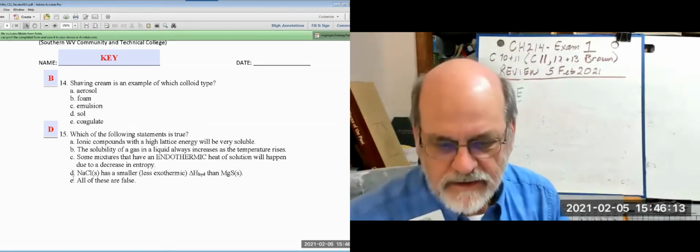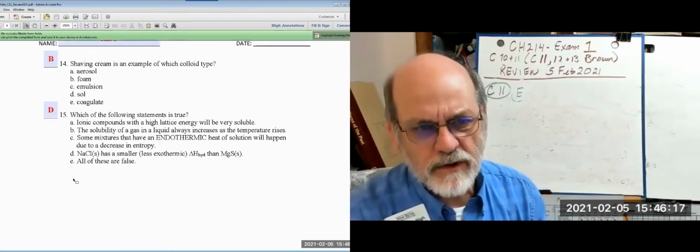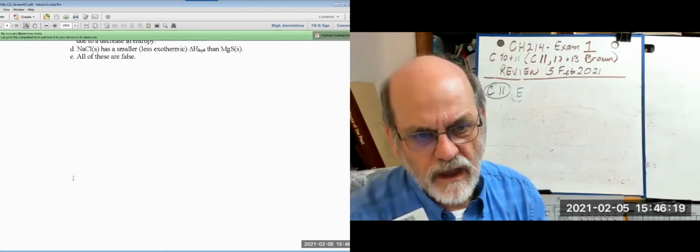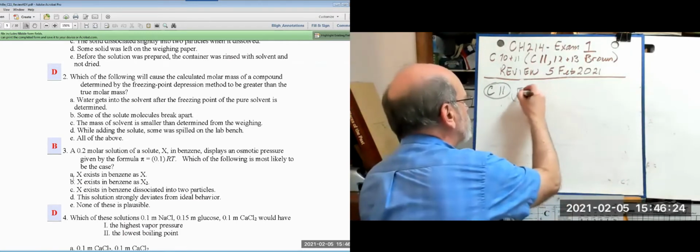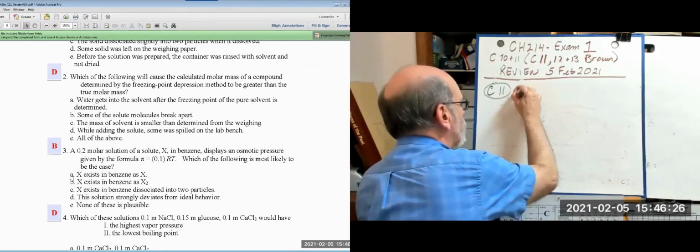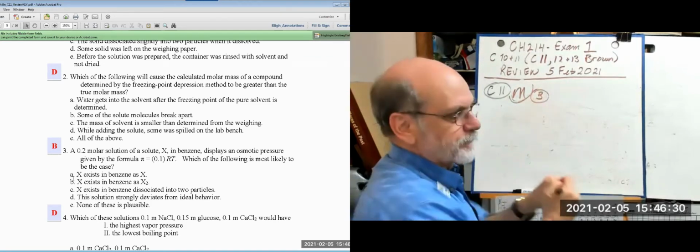All right, so that was the last easy one. Now we're to moderates, and we're down to number 3 on moderates. Number 3, here we go. Moderates. All right.